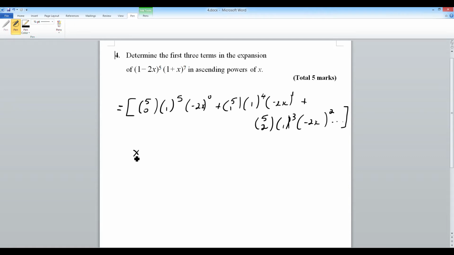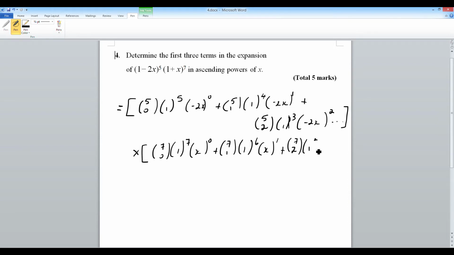I will multiply this with the first 3 terms of my second bracket. For my second bracket, the expansion, I'm going to say 7C0, where r is equal to 0. In this case 1 to the power of 7, and then my b value is just x to the power of 0, plus 7C1 times 1 to the power of 6 multiplied with x to the power of 1, plus 7C2, and this will be 1 to the power of 5. Remember, 7 minus 2 gives me 5, and x to the power of 2, etc., etc. There are other terms for the expansion, but I am only interested in the first 3 terms of each.